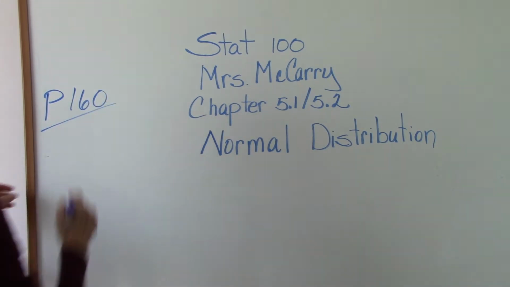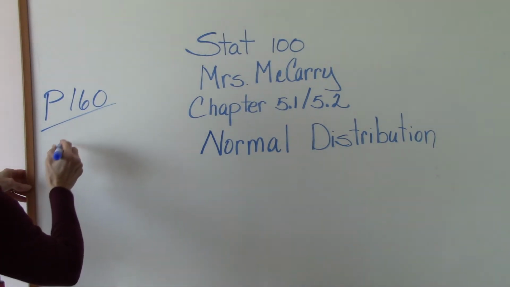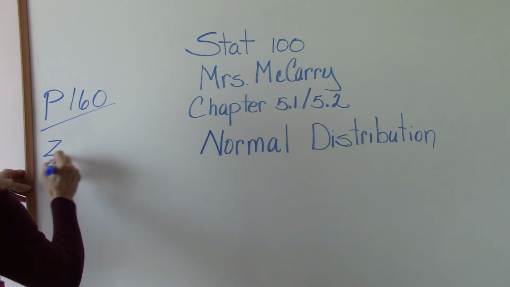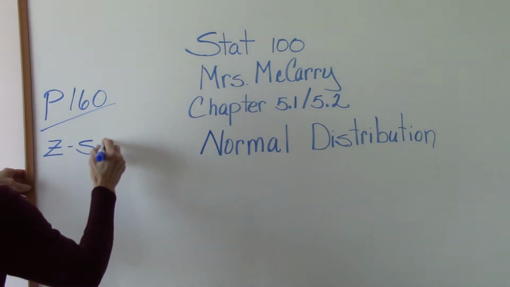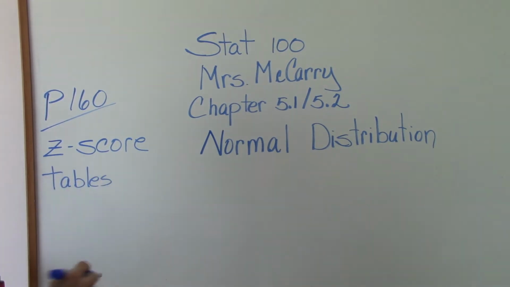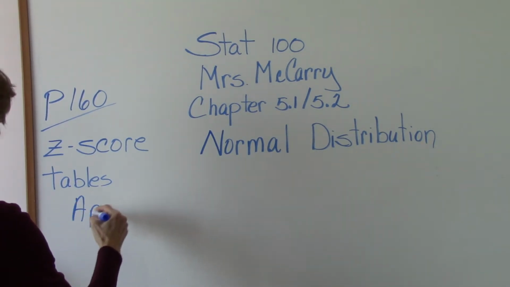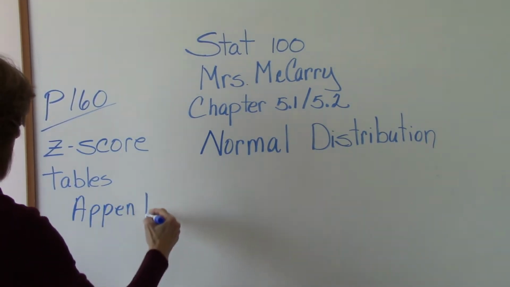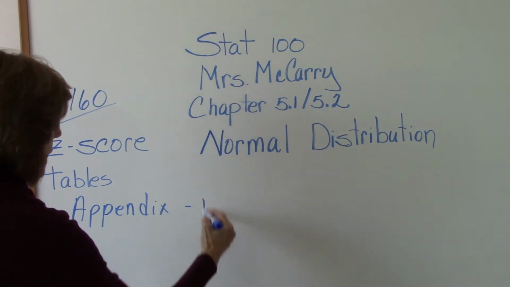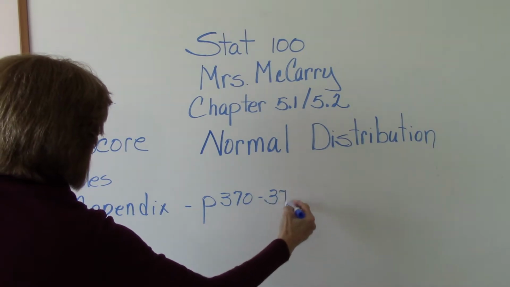One of the things you are going to need to be able to access through your textbook is what is referred to as Z-score tables. You can find them there in the appendix section of your book, on pages 370 and 371.